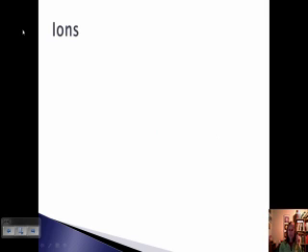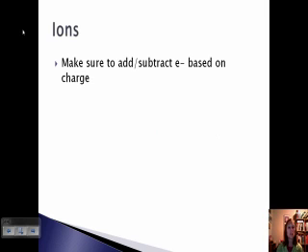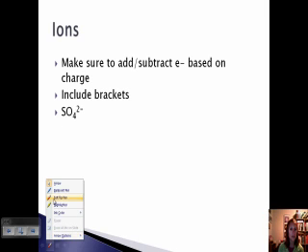Okay, so let's look at how to do the Lewis structure for ions. So when we do ions, we need to make sure to either add or subtract the electrons based on the charge. And we would include brackets just like we did at the beginning for the ionic compound. So let's look at an example. Let's look at SO4.